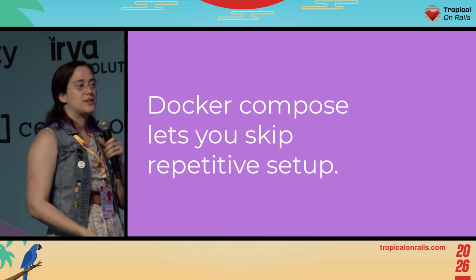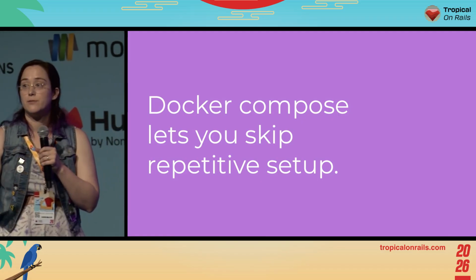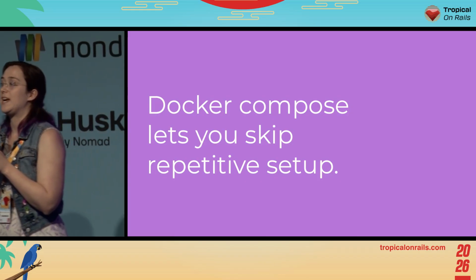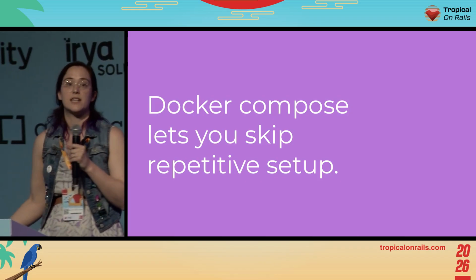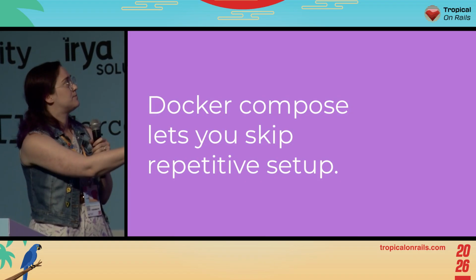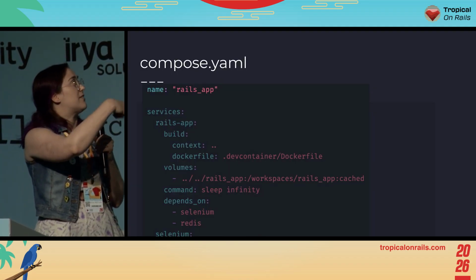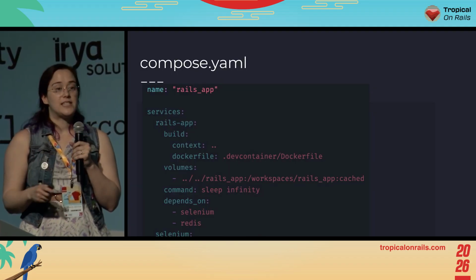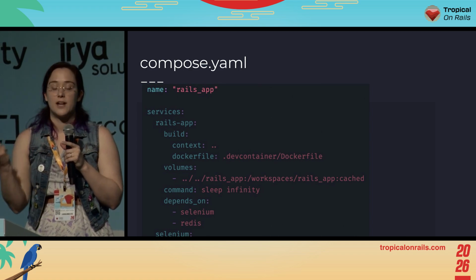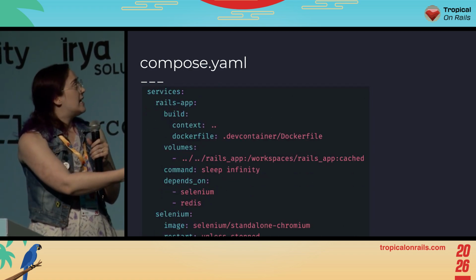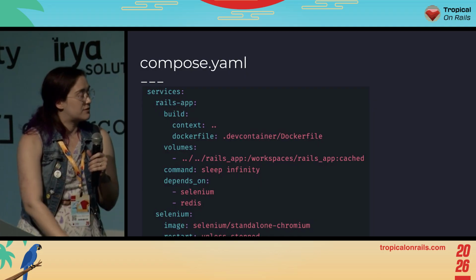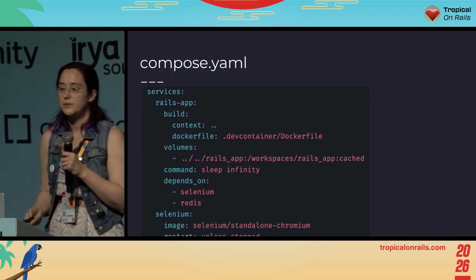This is the example that is generated by bin rails g whenever you generate a dev container file. So this is going to be the compose file from that. First, we're going to give it a name. That just gives it a nice little folder inside of Docker when you're looking at it.